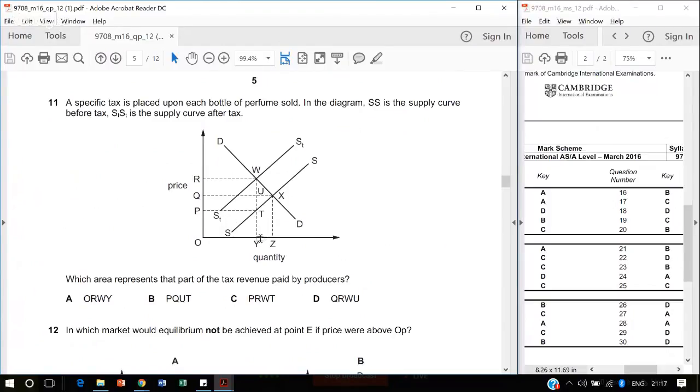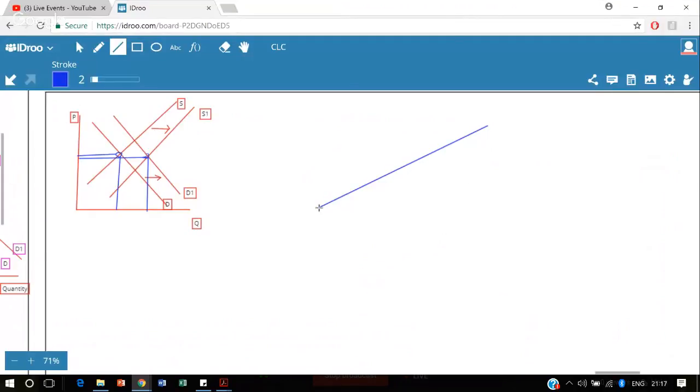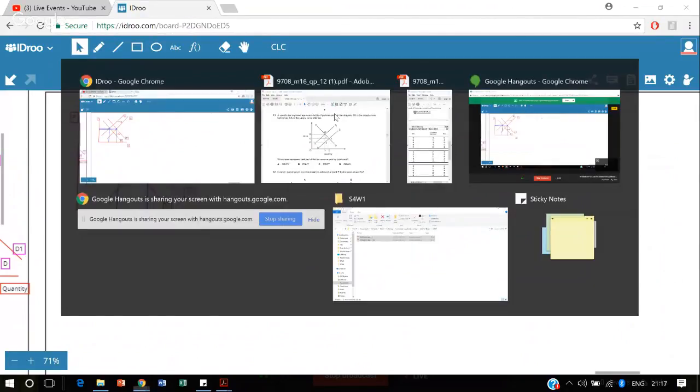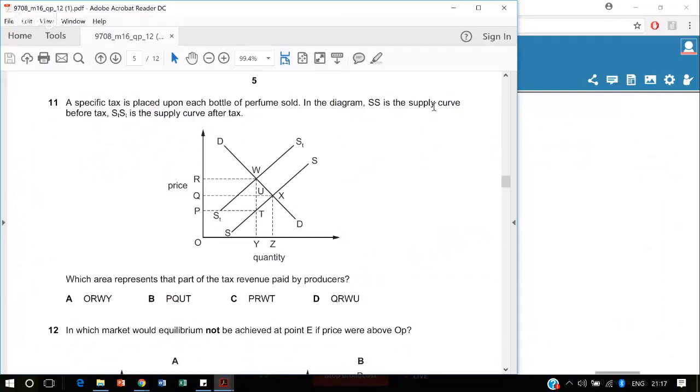If we have a value-added tax, we might see a more interesting supply curve. This is that, and then after we add a value-added tax, it increases like that. Whereas a specific tax is going to be two parallel lines, not diverging away from each other or converging. Okay, so a specific tax is paid upon each bottle. Which area represents that part of the tax revenue paid by producers?